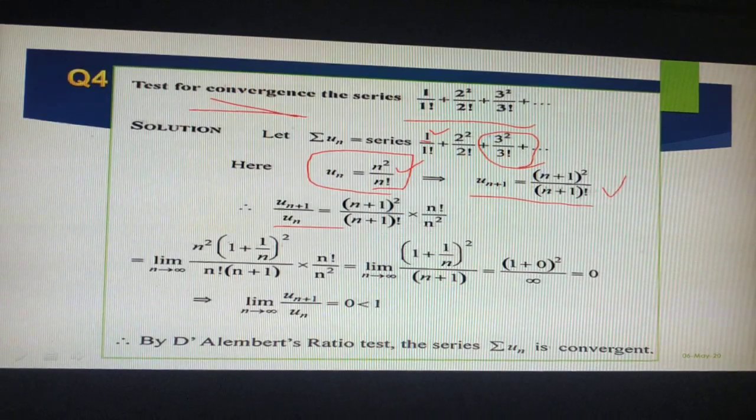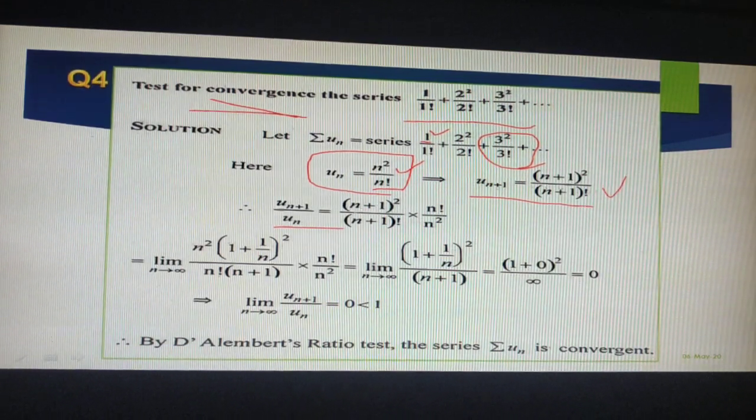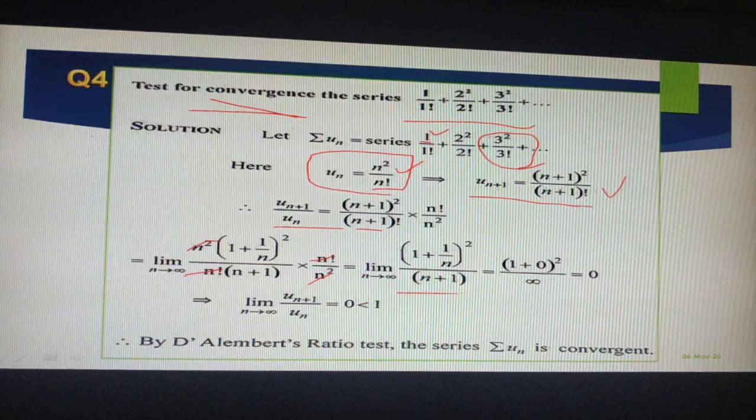So if I try to simplify this, here I am simplifying in the limit itself, so no problem. Here I can take n as common, so n square into (1 plus 1 by n) whole square, and in the denominator I am writing (n plus 1) factorial as n factorial into (n plus 1), so that this n factorial gets cancelled, and this n square also gets cancelled. Okay, so now the remaining terms are this.